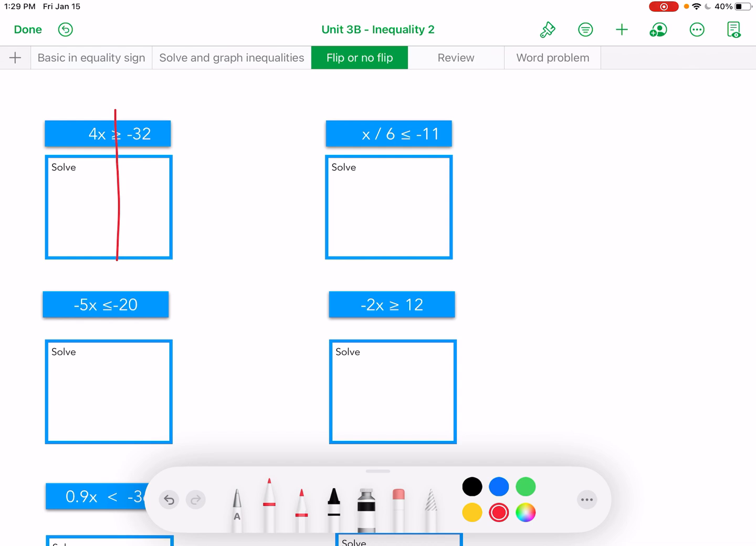Draw my line. We are multiplying. This is a positive number. Since it's a positive number, we are not moving a negative number across the inequality sign, so we are going to keep the inequality the same. -32 divided by 4 is 8, and a negative divided by a positive is a negative.